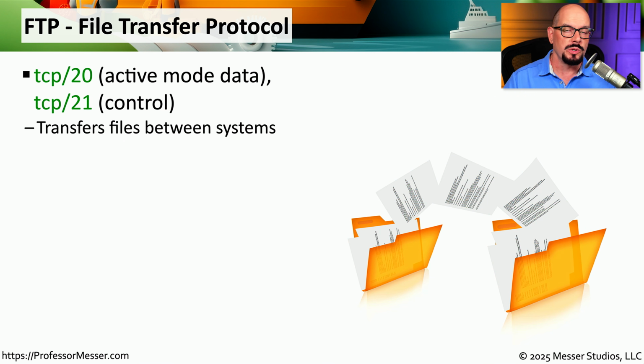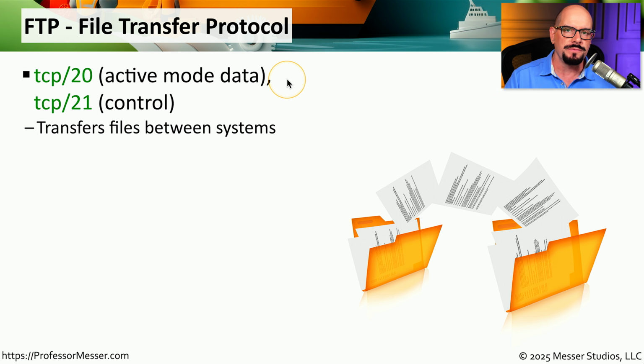The first port numbers we'll look at are TCP port 20 and TCP port 21. These two port numbers are commonly associated with FTP, or the File Transfer Protocol. FTP is a generic file transfer protocol that can be used by many different operating systems to transfer information from one device to another. And different types of FTP may use one or both of these protocols.